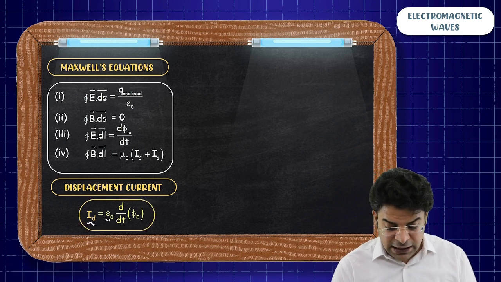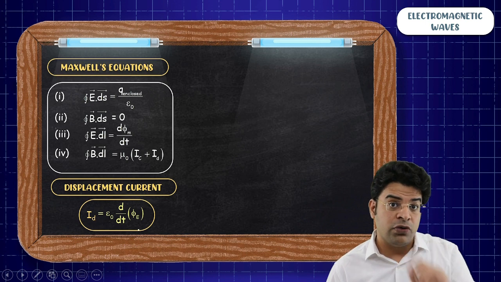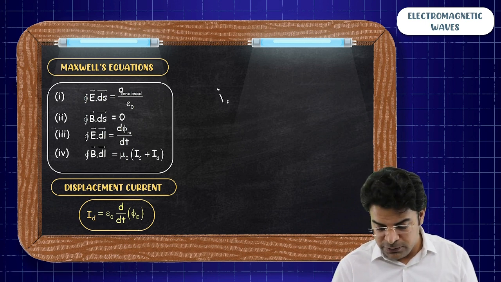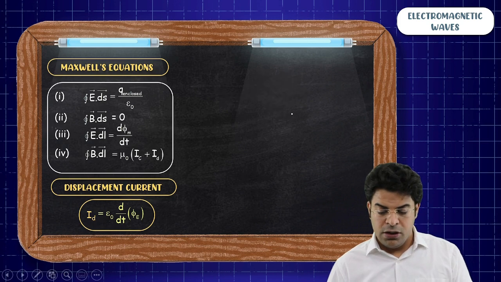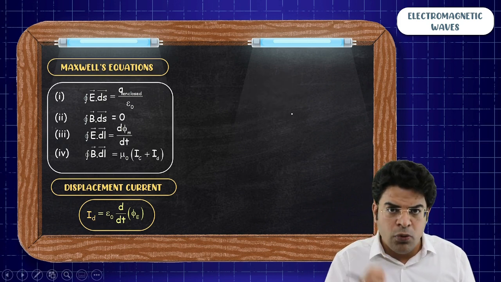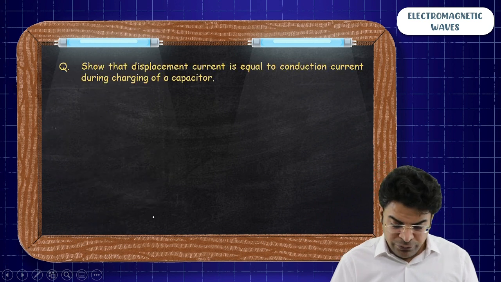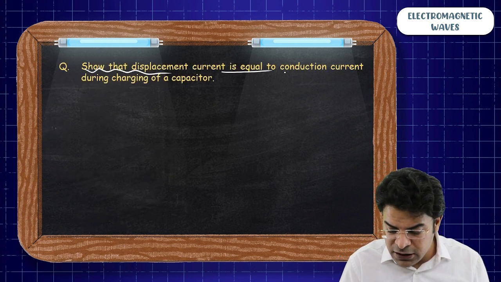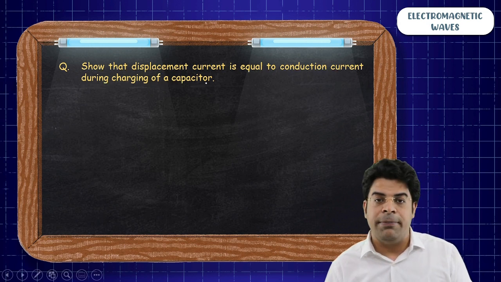Displacement current is epsilon naught times the rate of change of electric flux with respect to time. So let's understand this more with one example. The example goes like: show that the displacement current is equal to conduction current during the charging of a capacitor.